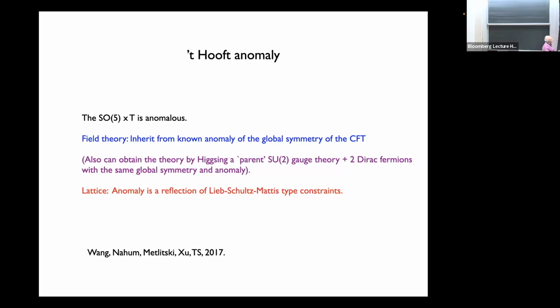Now, from the lattice point of view, it's good that we have this anomaly because it's a reflection of general constraints that we know from the lattice, the kind that Naki has been spending a lot of time thinking about. These are known as Lieb-Schultz-Mattis type constraints. One of the things they tell us is that you don't have a trivial gapped state on the square lattice for the spin half magnet. So the anomaly of the field theory ensures that the field theory will not flow to a trivial gapped state. So these two things match.